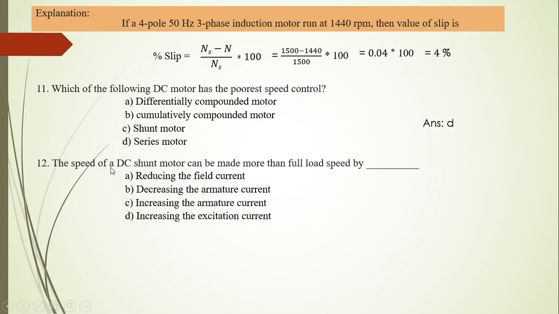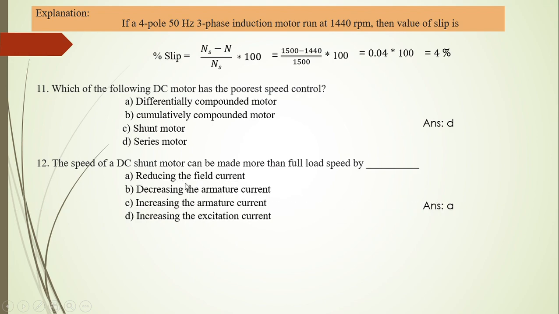Question number 12. The speed of a DC shunt motor can be made more than full load speed by how? First option, reducing the field current. Second option, decreasing the armature current. Third option, increasing the armature current. And the last one, increasing the excitation current. The question is, the speed of a DC shunt motor can be made more than full load speed. So here we need to get the speed of the DC shunt motor greater than the rated speed or full load speed. It can be obtained by reducing the field current.